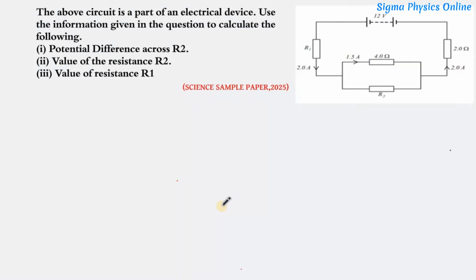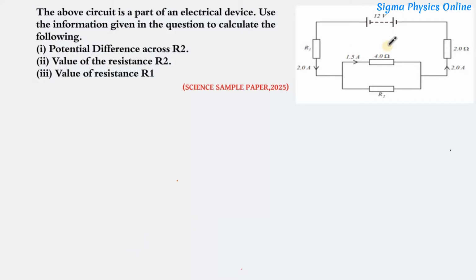The question which we have taken up today is a question from this year's sample paper. The question reads, the above circuit is a part of an electrical device. Use the information given in the question to calculate the following: potential difference across R2, the value of resistance R2, and the value of resistance R1.